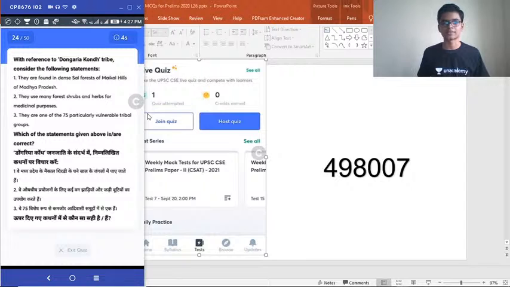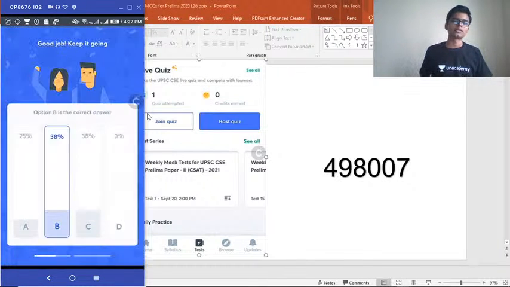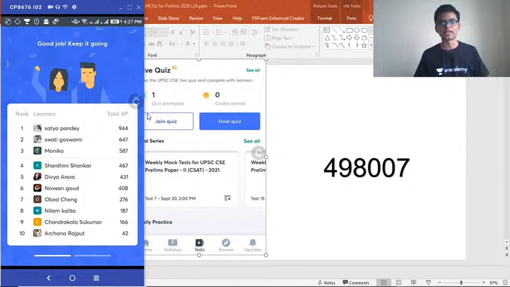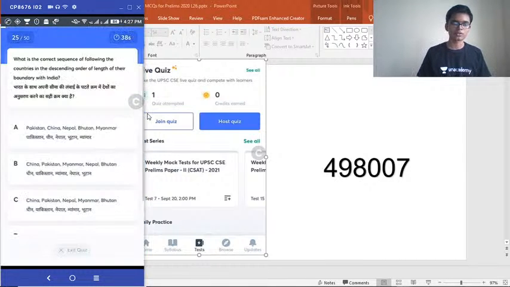Last 5 seconds. Question 24, time's up. Correct answer option B, 38% getting it, 2 and 3 only. Good performance overall. Everybody with a positive score today.